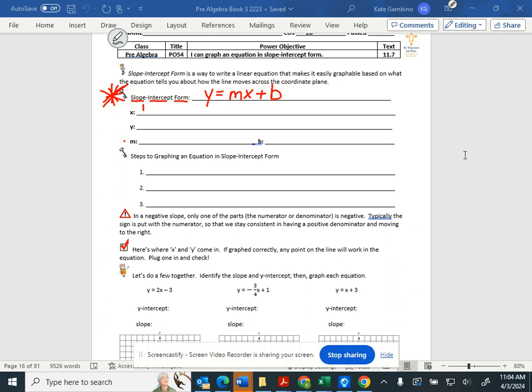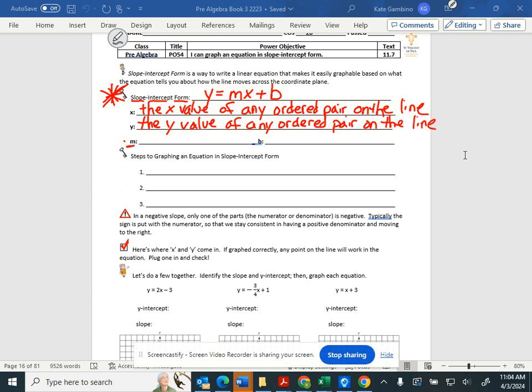So the x is the x value of any ordered pair on the line. If that's what the x is, what's the y? The y value of any ordered pair on the line. So now we have an m and a b.